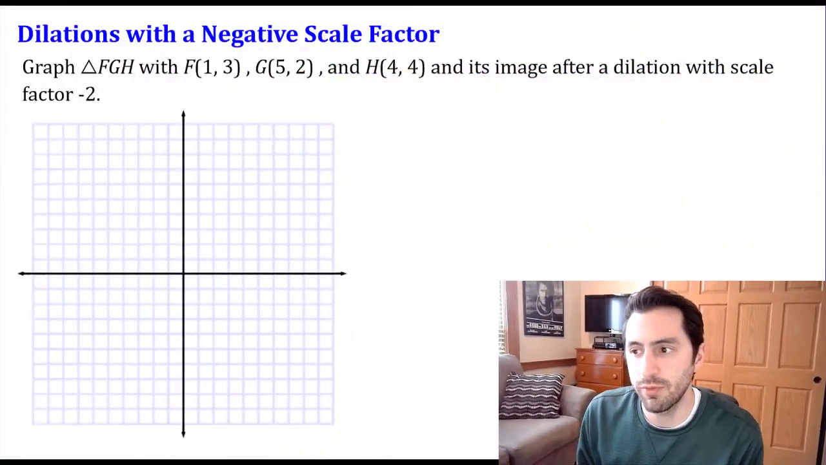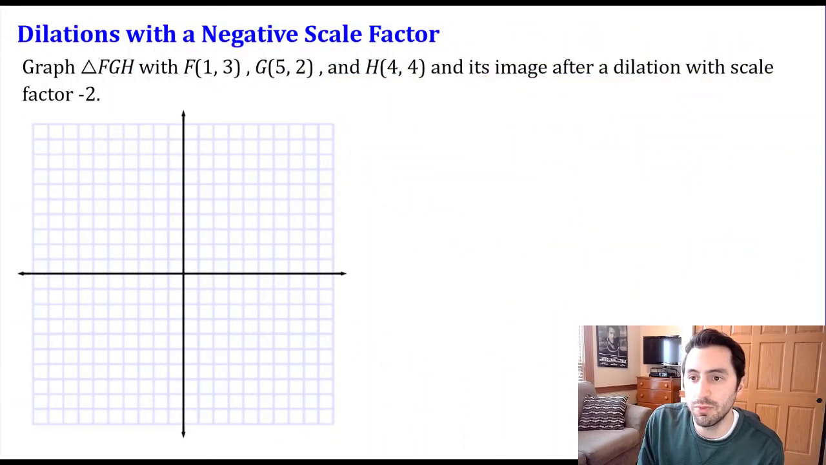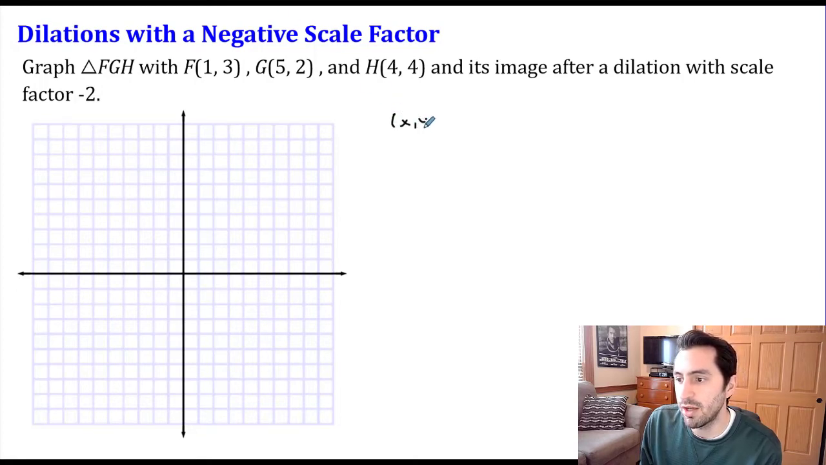So the first thing, just remember the coordinate rule for when we're doing a dilation. If we have a point x, y, we just take the x value and the y value and we multiply it by whatever our scale factor is. But now in this case, we have a negative scale factor. So k is going to be negative.